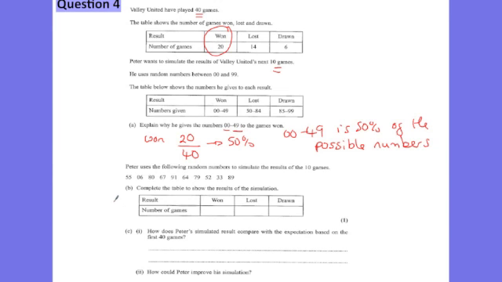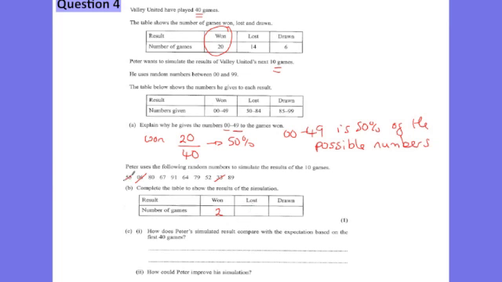Peter uses the following random numbers to simulate the results of the 10 games. We need to complete the table to show the results of the simulation. So let's take these numbers and find out which category they fall into. First off, the first category for a win is all numbers between 0 and 49. We have 6, 1, and we have 33. So there are two numbers between 0 and 49.